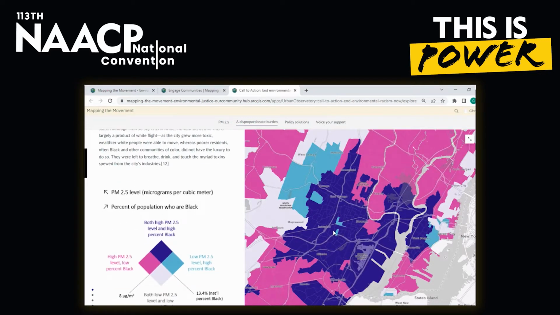So dark blue areas show a high percentage of Black African Americans and high air pollution. Pink is showing high percentage of air pollution, but a low percentage of Black African Americans. Light blue is showing high percentage of Black or African Americans, but a low percentage of air pollution. And white is showing a low percentage of Black African Americans and low air pollution.